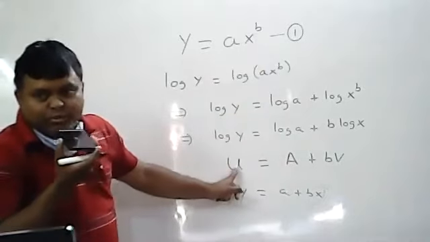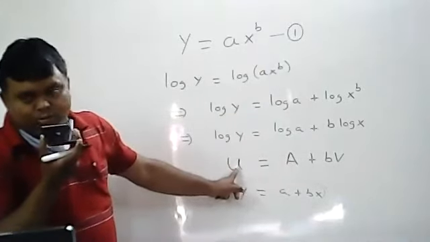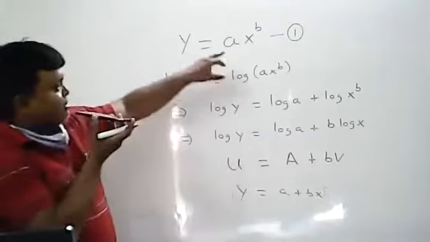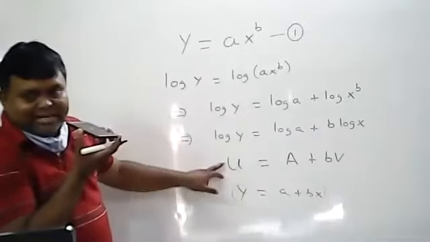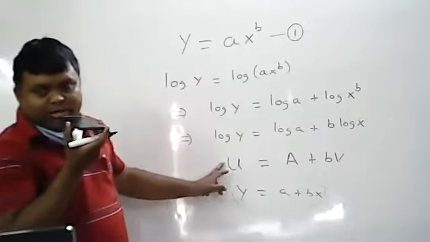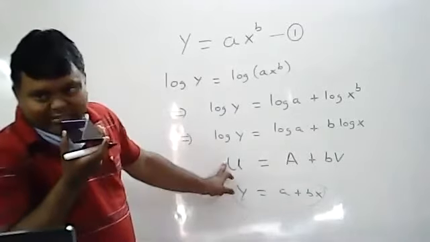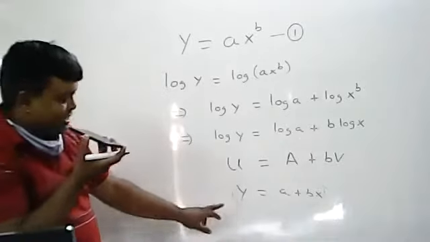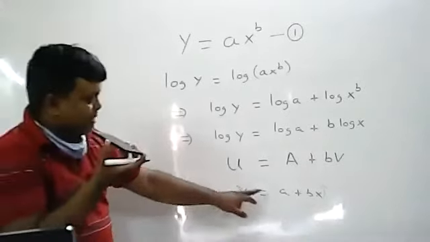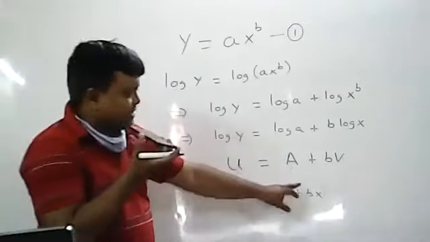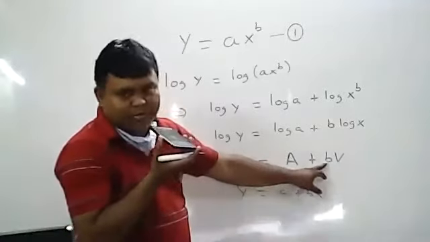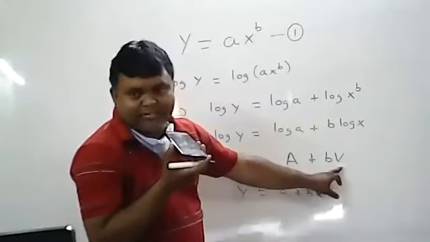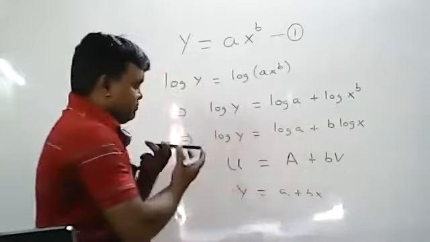If you know straight line, you know how to solve the normal equations. So I have converted the power curve into a straight line. Now I can do the normal equations of a straight line. You know how to calculate the normal equations of a straight line, but in place of y, what we have? u. In place of small a, what we have? Capital A. In place of small b, what we have? Small b only. In place of x, what we have? Capital V. That is the only difference. Okay, so write up.